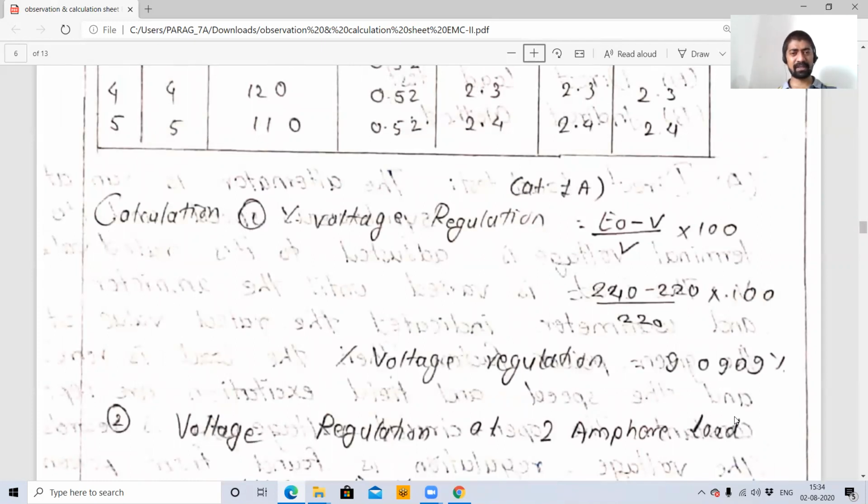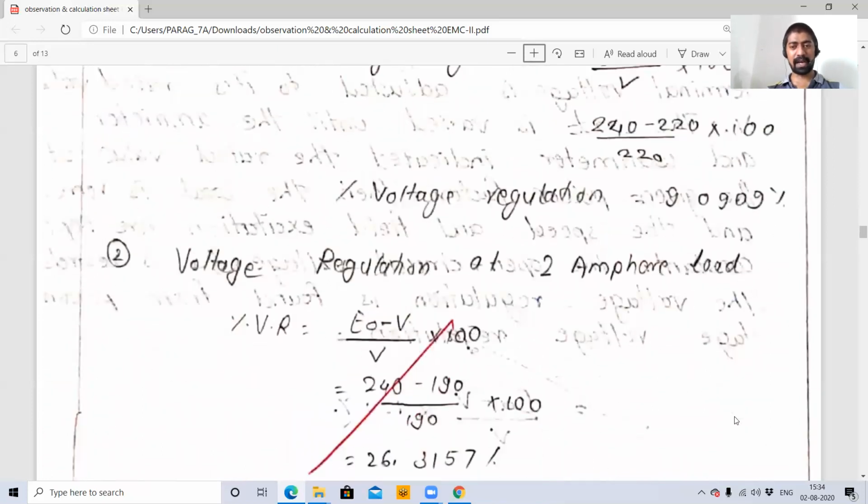But here we are not discussing which type of load we are connecting, whether a unity power factor load, or lagging or leading. Here we are directly connecting a load. We are not discussing the nature of the load. What happens if the load is directly connected? On the basis of the running load reading, here we are calculating the voltage regulation. So at 1 ampere load, we are getting 9.09.